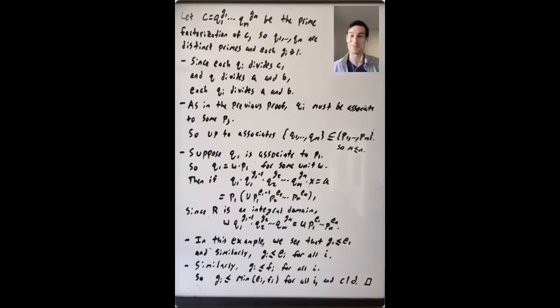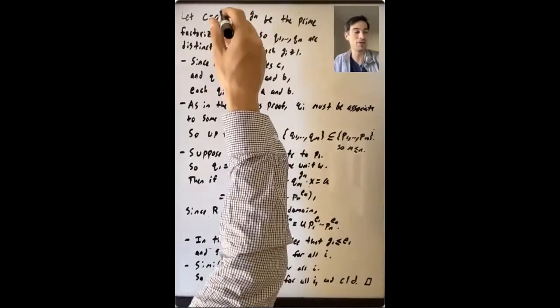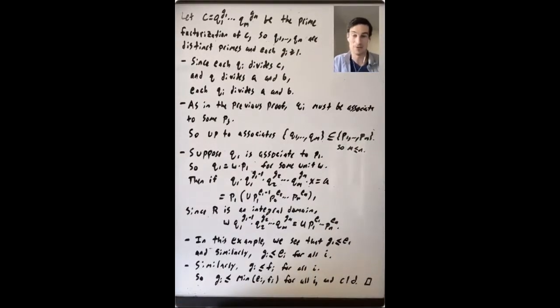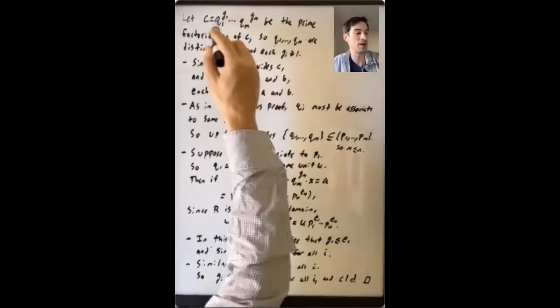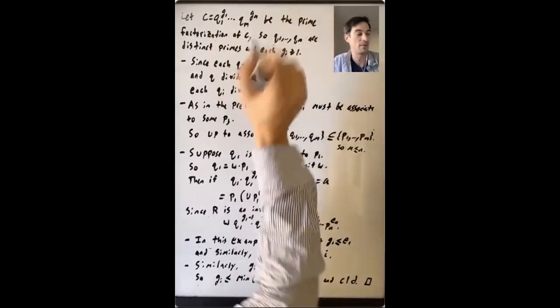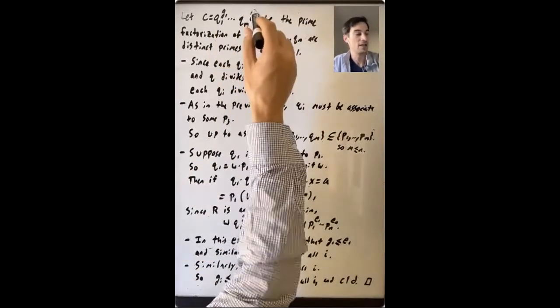Let's finish this proof that D is a greatest common divisor of A and B by saying that if we have some common divisor C of A and B, then C also divides D. All right, so let's write C as a finite product of irreducible elements. So C equals Q1 to the G1 times Q2 to the G2 times Qm to the Gm. Let's say that this is the prime factorization of C. So what does that mean? So Q1 up through Qm are distinct prime elements, and each Gi is greater than or equal to 1.